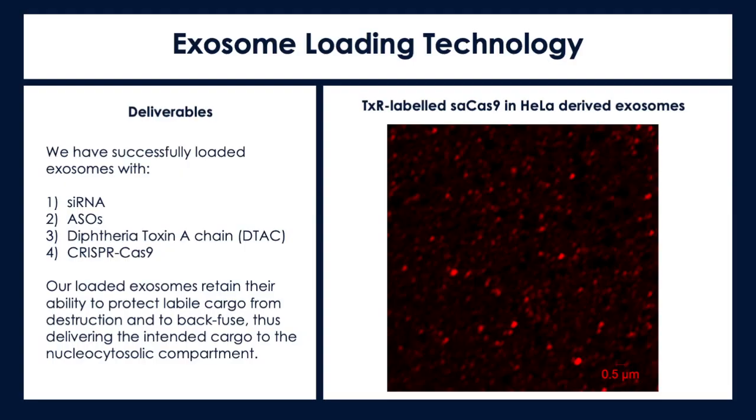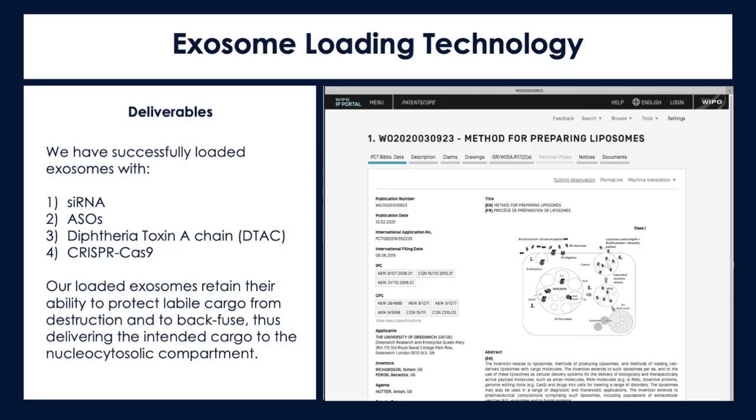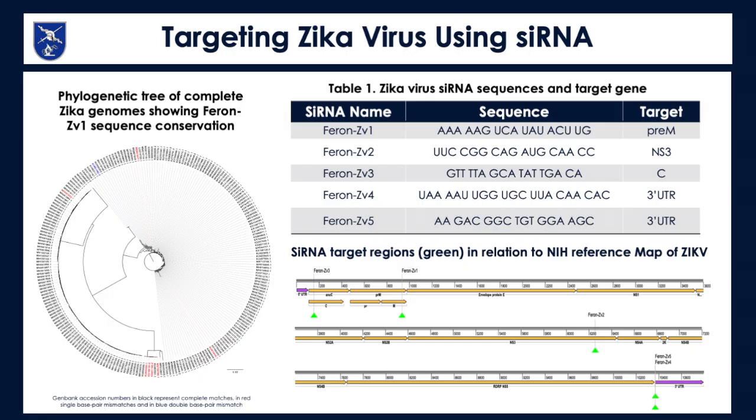These include siRNA, ASOs, diphtheria toxin A, and CRISPR-Cas9. The confocal micrograph to the right shows exosomes loaded with Texas Red labeled SA-Cas9 using our loading methodology. The university patented this technology in 2018. This is evidently a platform technology as the range of disorders it can be used to target is vast. Given the current landscape, we decided to focus on our work with viruses for this talk.